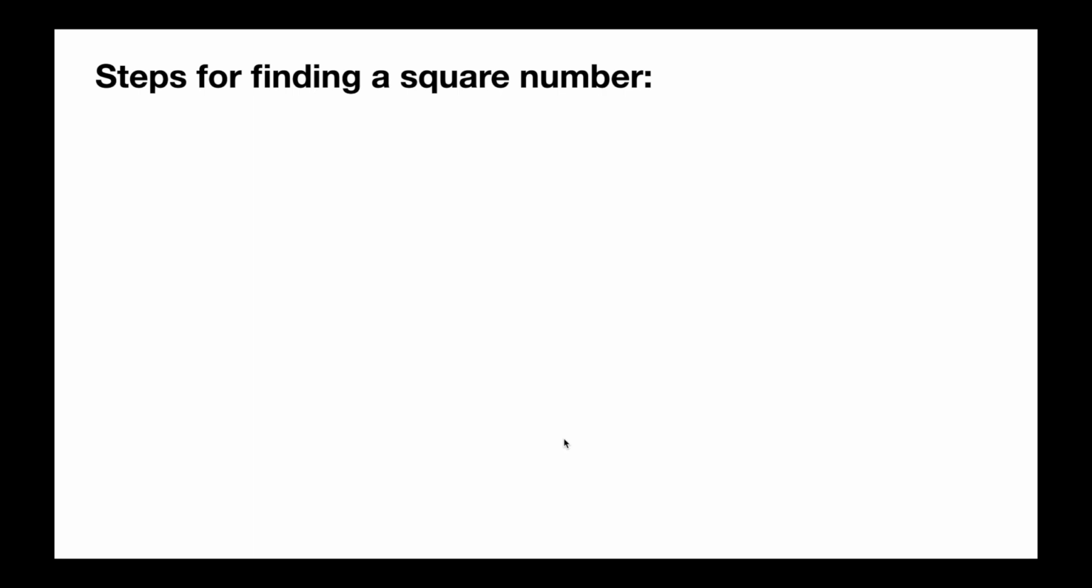Steps for finding a square number. It's actually very easy to find square numbers. Let's take 5 times 5 as an example. We know that 5 times 5 equals 25. How many 5s are there? 1, 2. There are 2 5s.